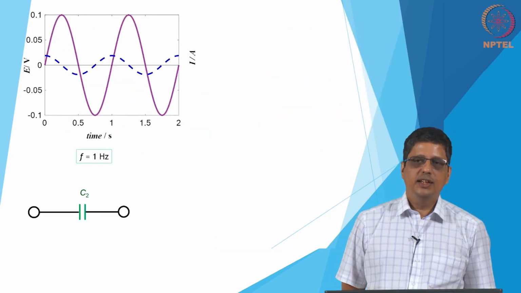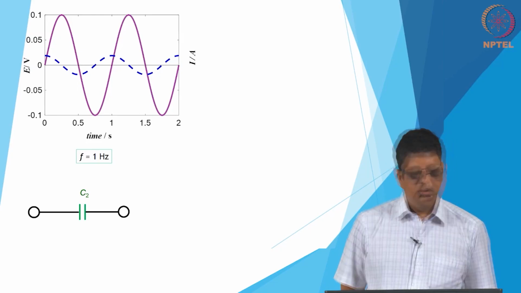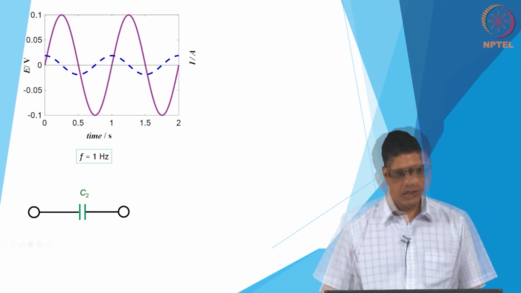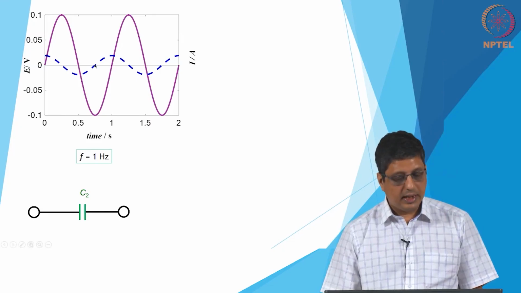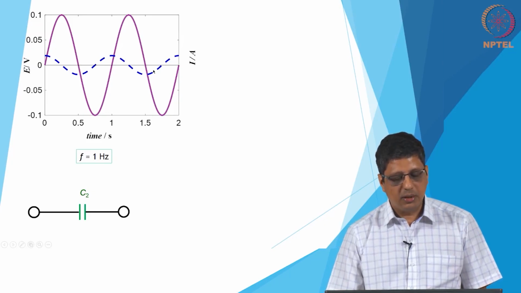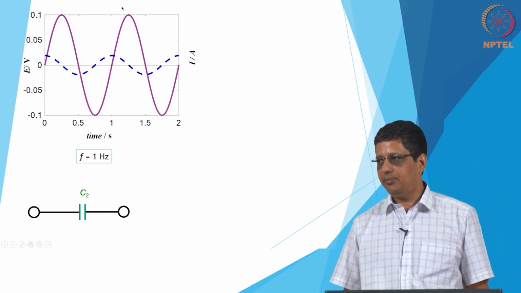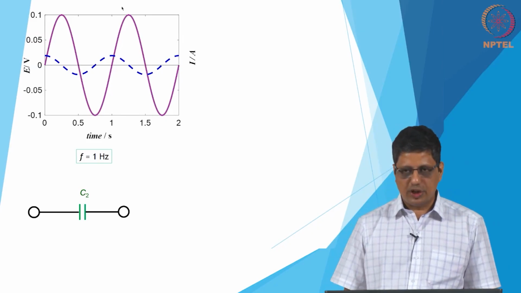Again, the potential is given in violet color and the current is given in the dashed blue line. First point to notice is that there is a phase difference. The current starts at 0 here and the potential is at 0 here. So, the current actually comes before the potential. If I take this as a sinusoidal wave, starting here, it goes up and completes a cycle. Potential starts here. So, current actually leads the potential. It comes before the potential.